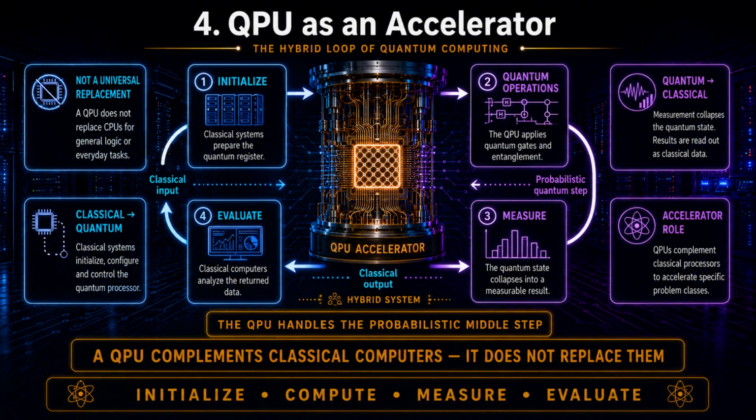This brings us to the actual operational reality. It's a tightly integrated hybrid loop. Step 1. Classical systems initialize the quantum register. Step 2. The QPU applies the quantum operations and entanglement. Step 3. The end state collapses into a measurable classical result. And Step 4. Classical computers evaluate that data. The QPU is strictly handling that probabilistic middle step.